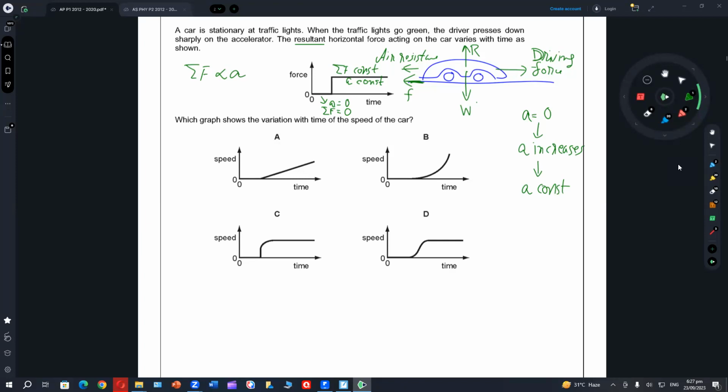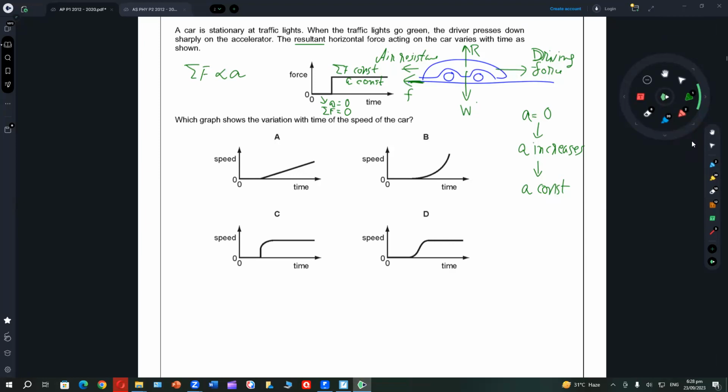So is it C or D? Remember, the gradient of a speed-time graph is acceleration. Sir, is it C or D? I'm leaning towards D, sir. Okay. What about option A? The speed is initially 0 and then speed increases. That's wrong, because the gradient has to become horizontal, 0, as speed is 0, and later the speed is rising.